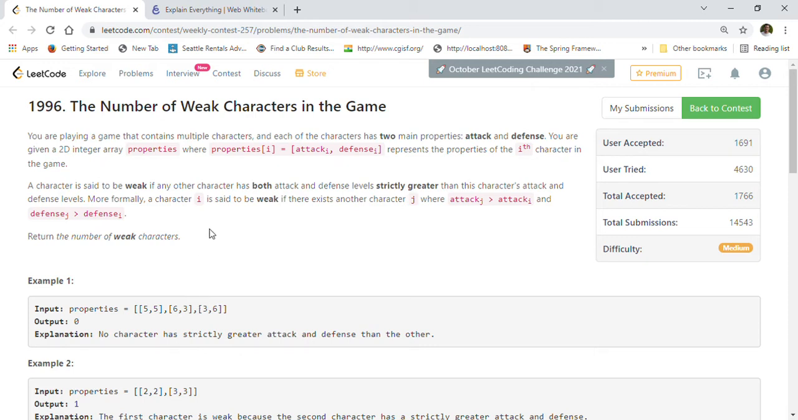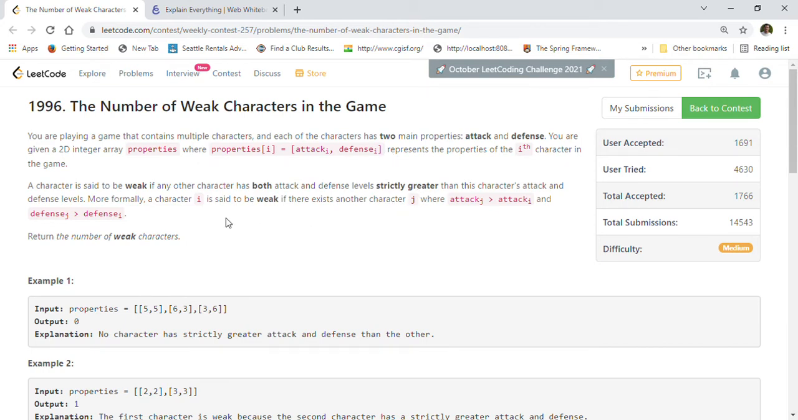You are playing a game that contains multiple characters and each of the characters has two main properties, attack and defense. You are given a 2D integer array properties where properties[i] is equal to [attack i, defense i] and represents the properties of the ith character in the game.